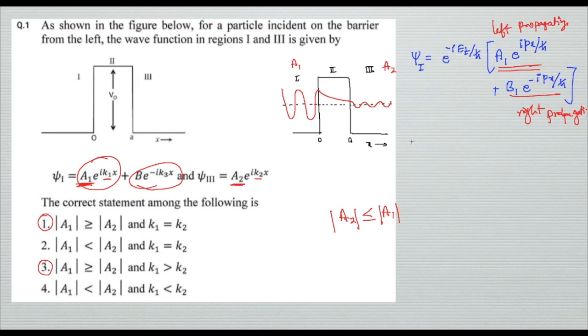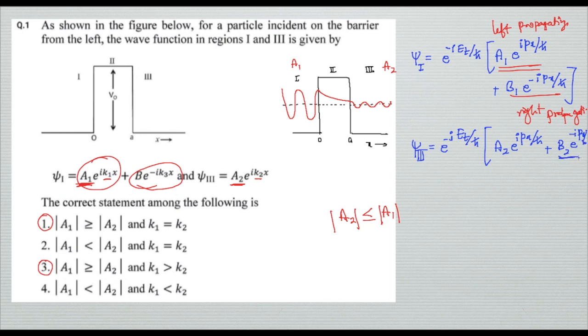And in the third region, you can also write it in this way, that is e to the power minus iEt by h cross, and it will be given by a2 e to the power ipx by h cross, and plus the other term you can write, let's say b2 e to the power minus ipx upon h cross.